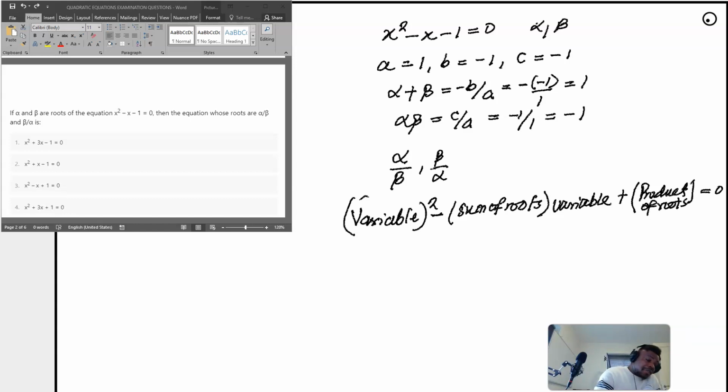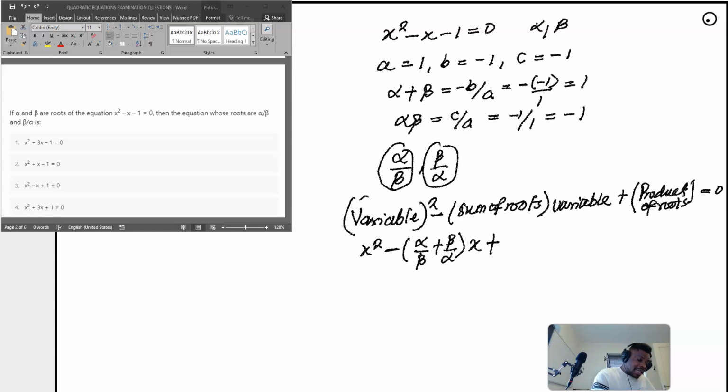Okay, so what is our variable? You can say our variable is x. Minus sum of roots. Sum of roots simply means these are the roots, right? So what is the sum? So here the sum is alpha over beta plus beta over alpha, then variable x, plus product of roots. In this case, the product is going to be alpha beta times beta over alpha is equals to 0. So let's find the value here.